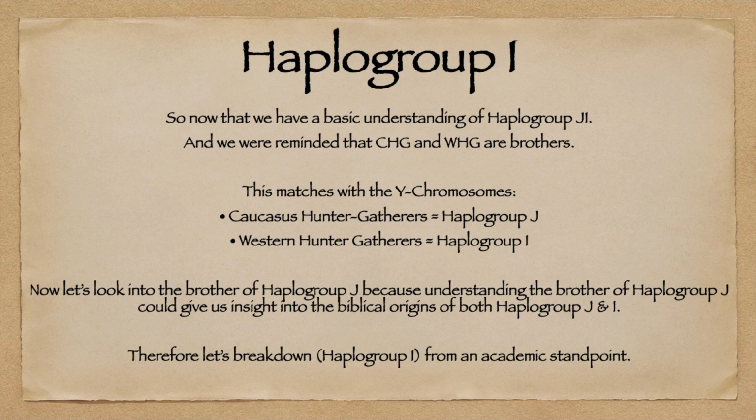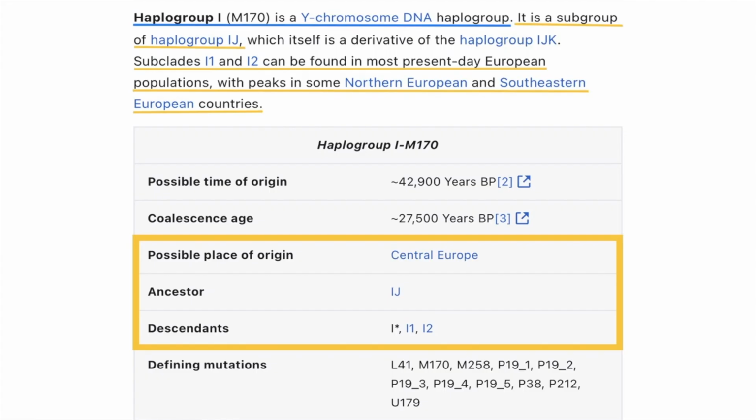But now let's shift our focus to the brother of haplogroup J, obviously, haplogroup I, because this could give us insights into the biblical origins of both haplogroup J and I. Therefore, let's break down haplogroup I from an academic understanding first. So, haplogroup I is a Y chromosome DNA haplogroup. It is a subgroup of haplogroup IJ, which we just talked about.